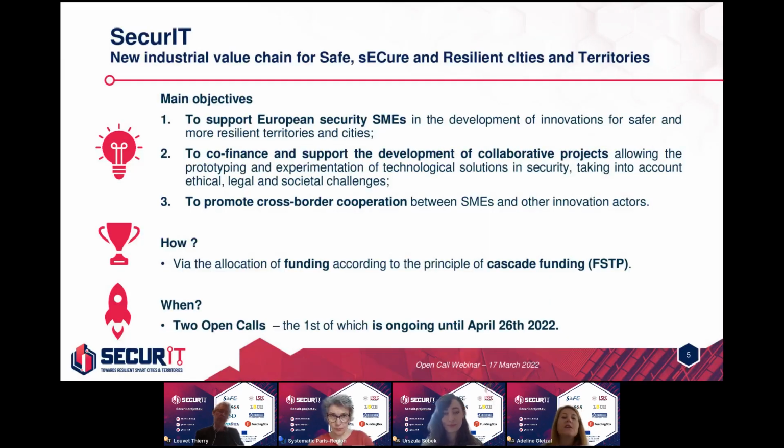So SecurIT has 3 main objectives. The first one is to support European security SMEs to develop innovations for safer and more resilient cities and territories. It is also to co-finance and support the development of innovative, collaborative projects, allowing the prototyping and experimentation of solutions in security while taking into account all the ethical, legal, and social challenges related to these technologies, and also to promote cross-border cooperation between SMEs and other innovation actors.